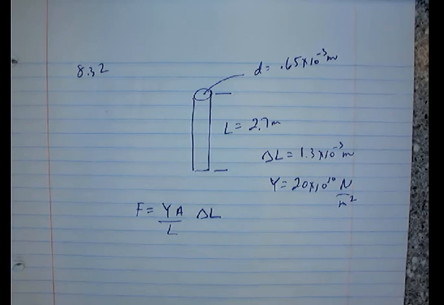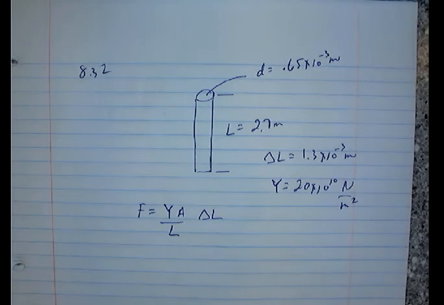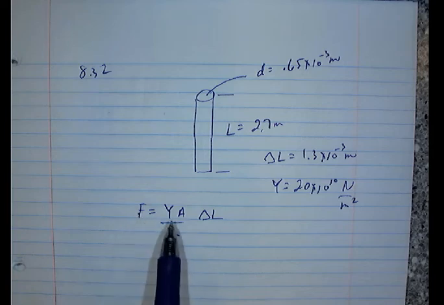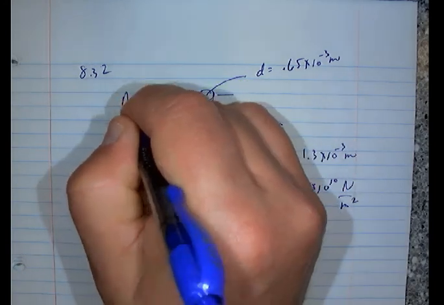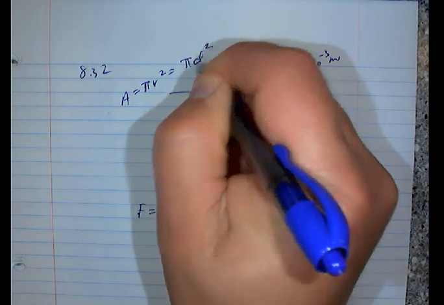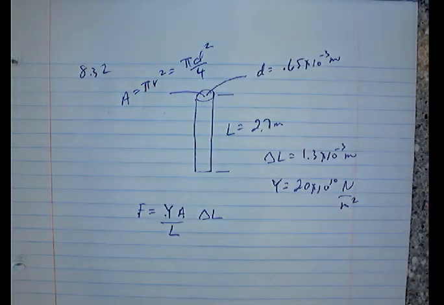Good. So in a way, it's a nice problem, because if you're stretching something, this is the only formula that you have for stretching something. So the force that you put on a wire is going to be equal to Young's modulus times the area. This is the cross-sectional area. So area is pi r squared, pi d squared over 4. It's the area of a circle.